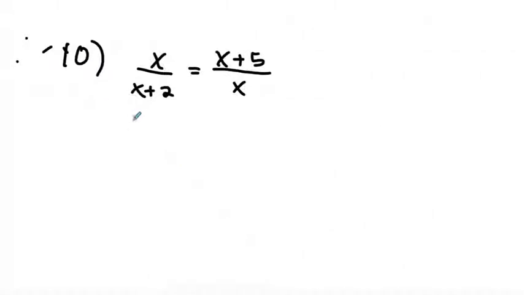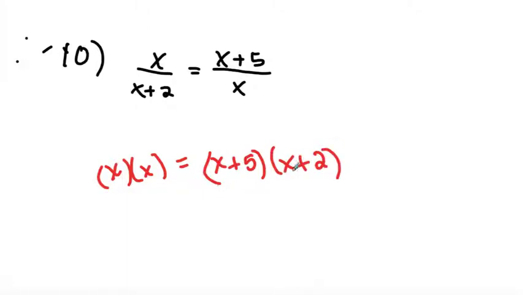All right, let's try number 10. Okay, this was one of those proportions that involved quadratics, okay? So when you cross multiply, you should have had x times x on one side. And I keep telling you, take these expressions and put them in parentheses.